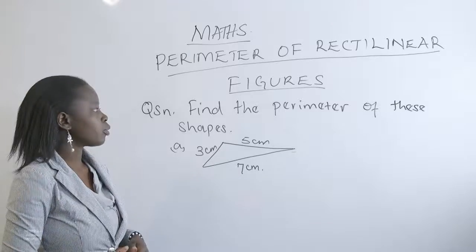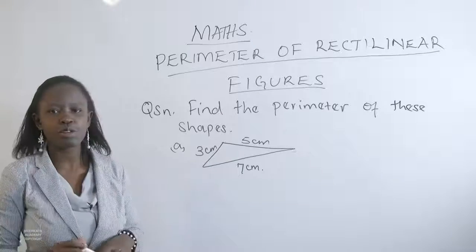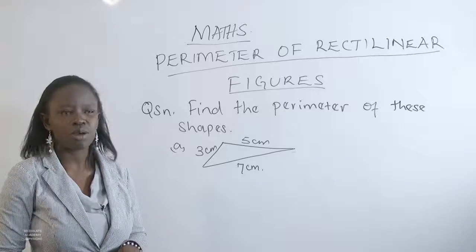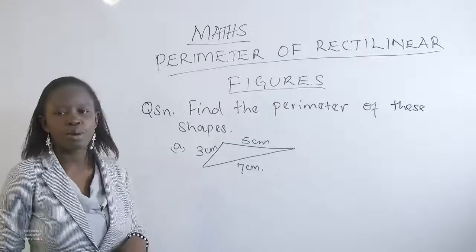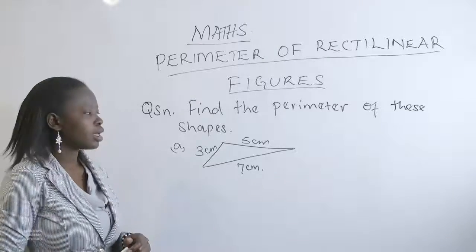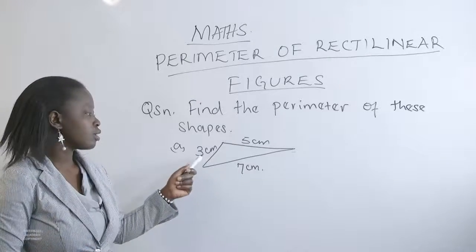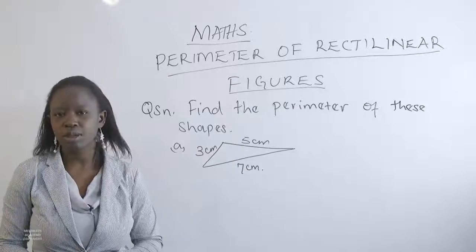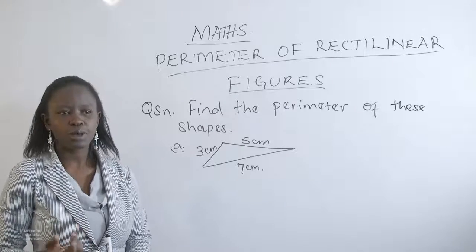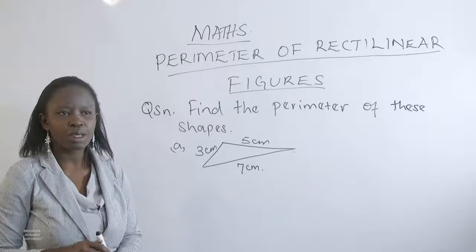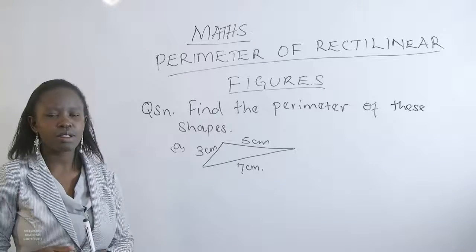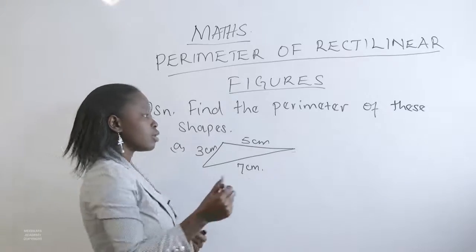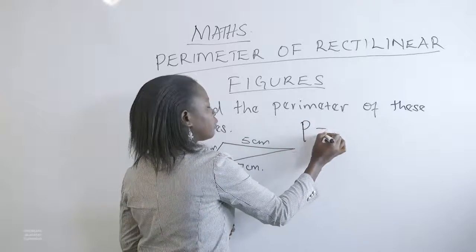So the first question we are supposed to tackle is to find the perimeter of the shapes that you are going to draw. And the first shape we have is a triangle. This triangle has the sides 3 centimeters, 5 centimeters, and 7 centimeters. We need to find the perimeter. We are simply saying that perimeter is the distance around the outside of the given figure. So we are finding the perimeter of this triangle.